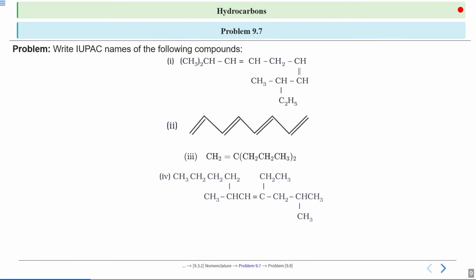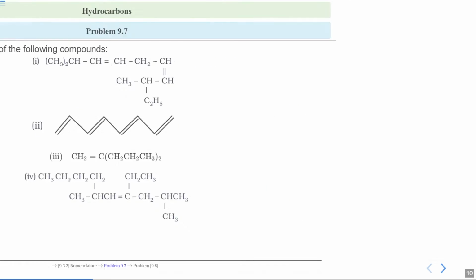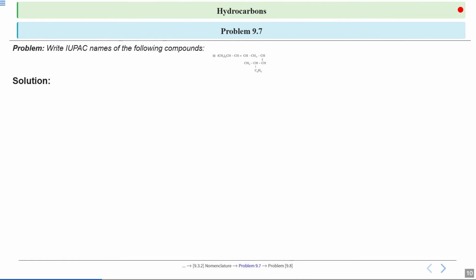Now we will do questions on it. The question is the main part, I would say. So the first question, which is 9.7, is telling us to give the IUPAC name of the following compounds. We have a total of 4 compounds given here. We will deal with each of them one by one, starting with structure number 1. So this is your structure number 1.